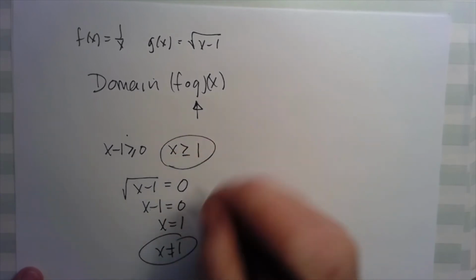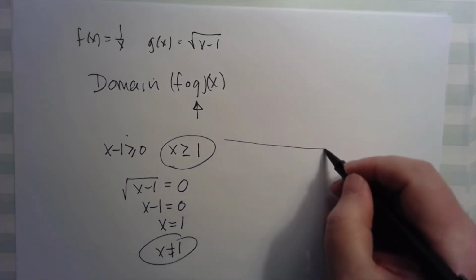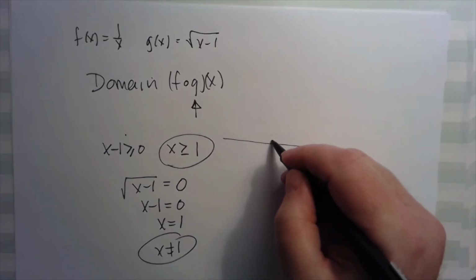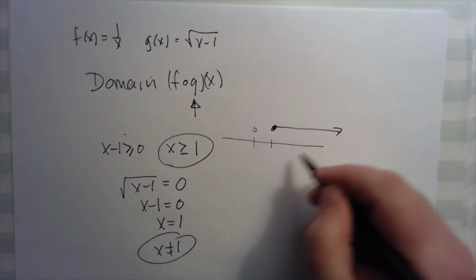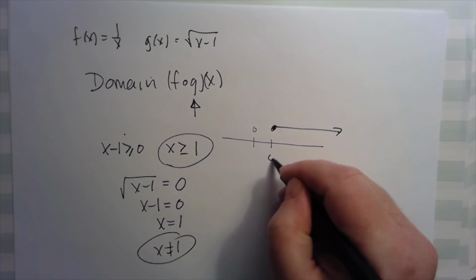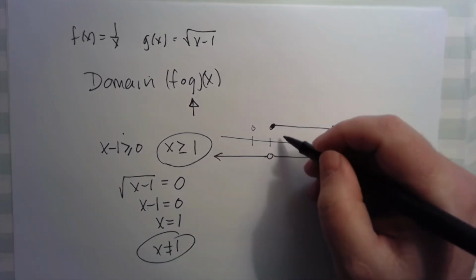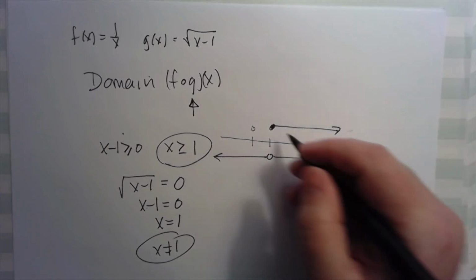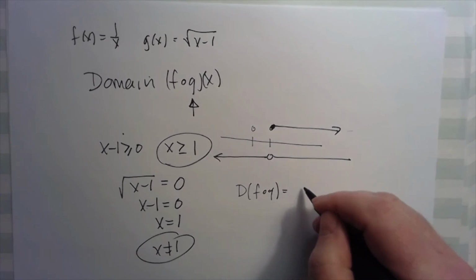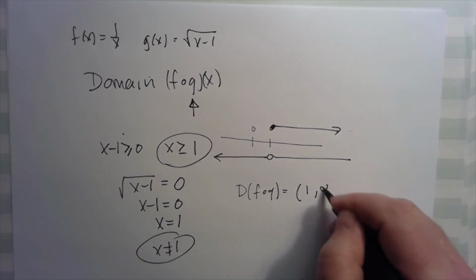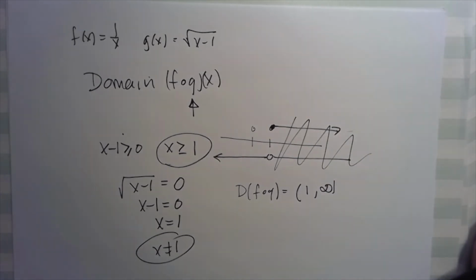So I know then that x can't be 1. It has to be this, so put these two together. If I drew this as a number line, here's 1, say this is 0. It would be closed and goes this way. Now this one has to be open and goes both ways. Now it has to be what they have in common, so it would be all of this line. So in other words, our domain of f composed with g is going to be from 1 to infinity, because that's the only part that they have in common. And that would be our domain.